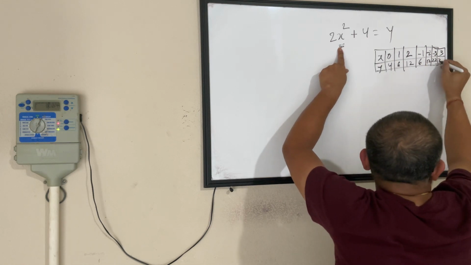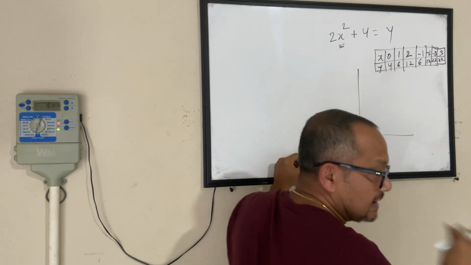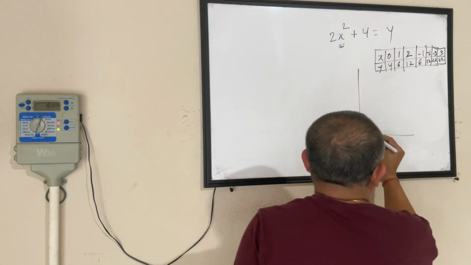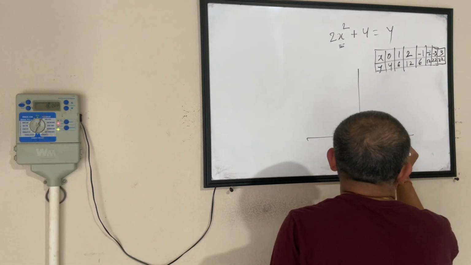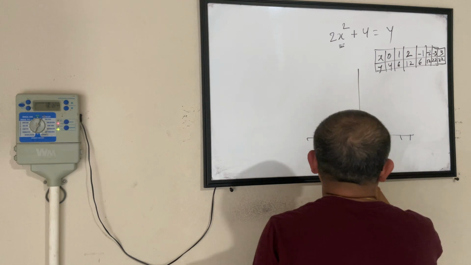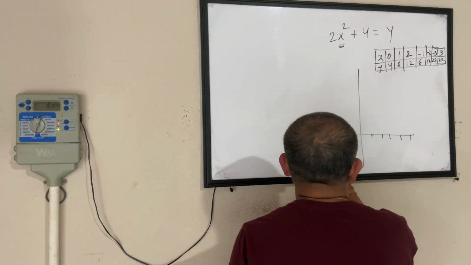Same thing, 22. So now if I try plotting it on a coordinate plane and see what happens, let's say this is 1, 2, 3, 4, 5, minus 1, minus 2, minus 3, minus 4, minus 5, 1, 2, 3, 4, 5.